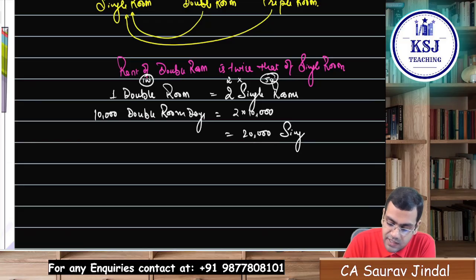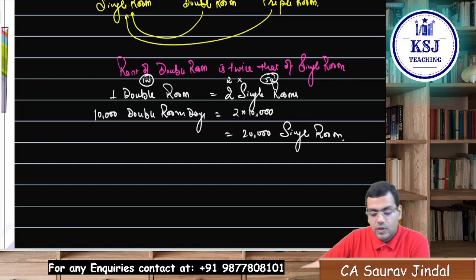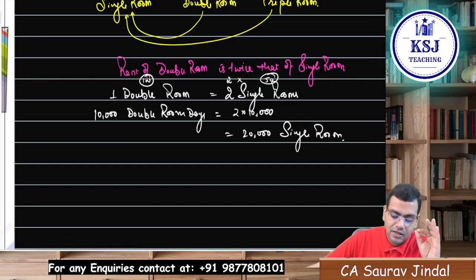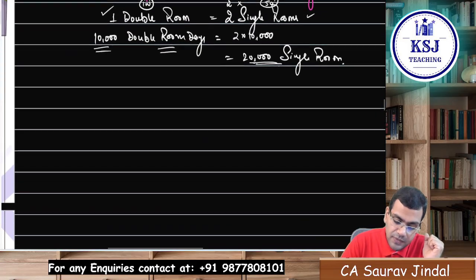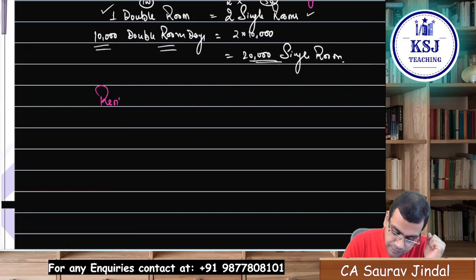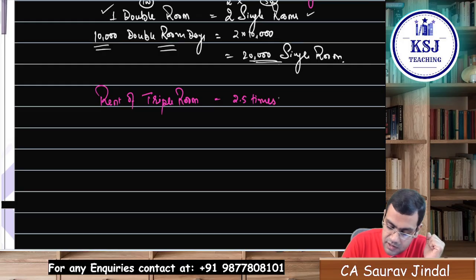So what I have done is I have converted my double rooms into single rooms. Whatever is the earning from one double room, the same earning will be from two single rooms. So from 10,000 double rooms, the same earning will be from 20,000 single rooms. Similarly, he says the rent of a triple room is equal to 2.5 times that of a double room, 2.5 times of the double room.